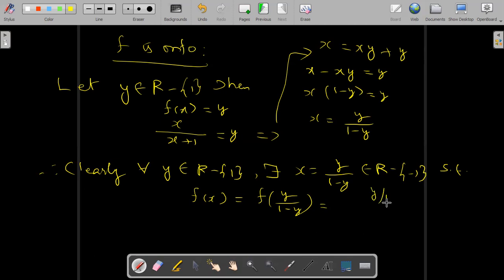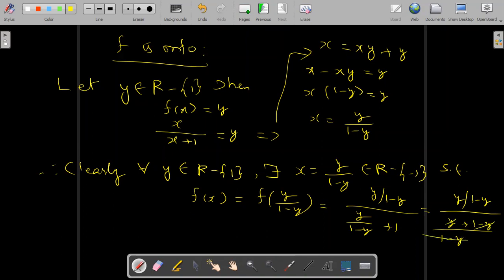y upon 1 minus y upon 1 minus y plus 1. Taking LCM, y upon 1 minus y divided by 1 minus y plus 1 minus y, plus y will cancel. This will also cancel. We get y. So x is equal to y. Also, x is not equal to minus 1, otherwise it will become infinity.